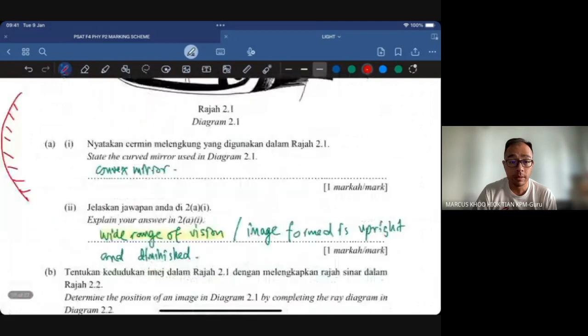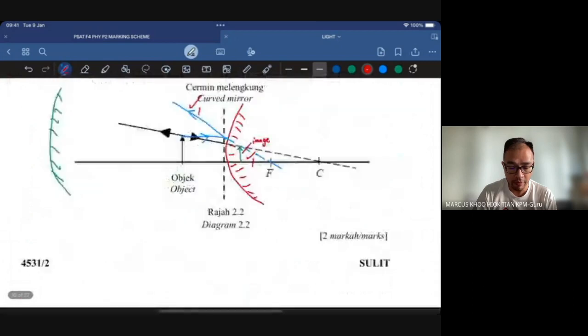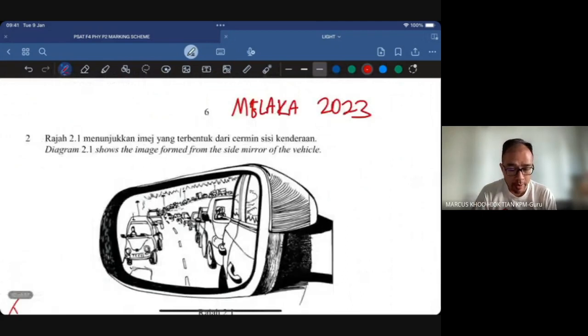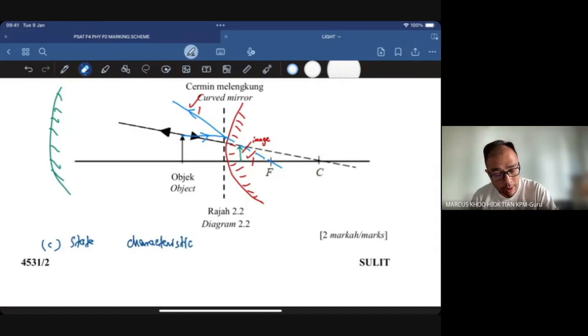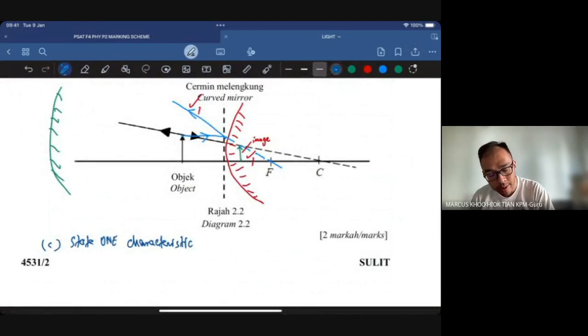Oh, is that it? There's supposed to be another question over here, but never mind. Let me give you this one. I'm pretty sure that the missing question is: state the characteristic of the image formed. State 1, because it's only 1 mark. Because this is 2, 3, 4, it should be a 5 mark question. State 1 characteristic of the image formed. 1 mark.